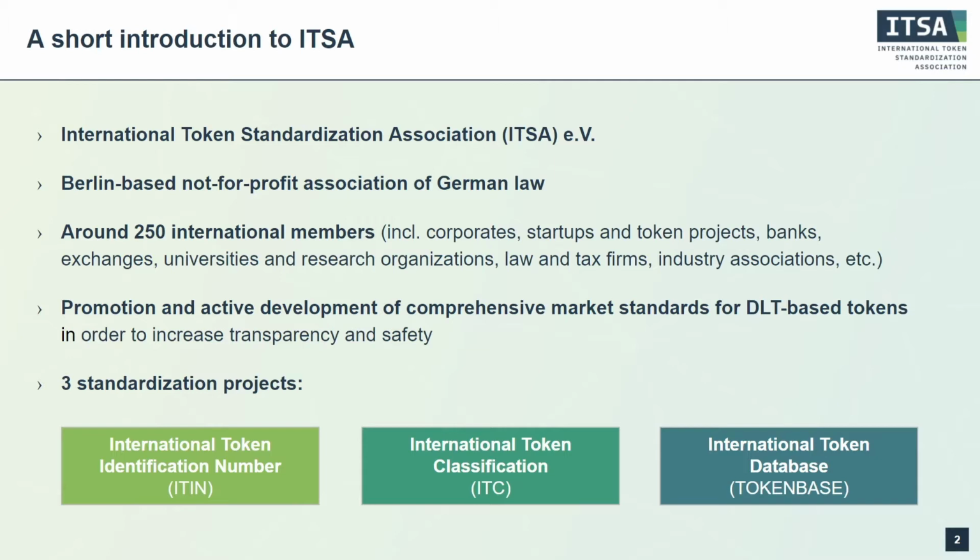tokens. First, we have the International Token Identification Number, the ITIN, which is similar to the ISIN, but not for securities, but for tokens. Second, we have the International Token Classification Framework, the ITC. The video today is going to cover the ITC mainly. And finally, we have the International Token Database, the token base, in which we combine the identification data from the ITIN, link it with the ITC, the classification data, and then finally add third-party market data from providers such as CoinMarketCap or CoinGecko.